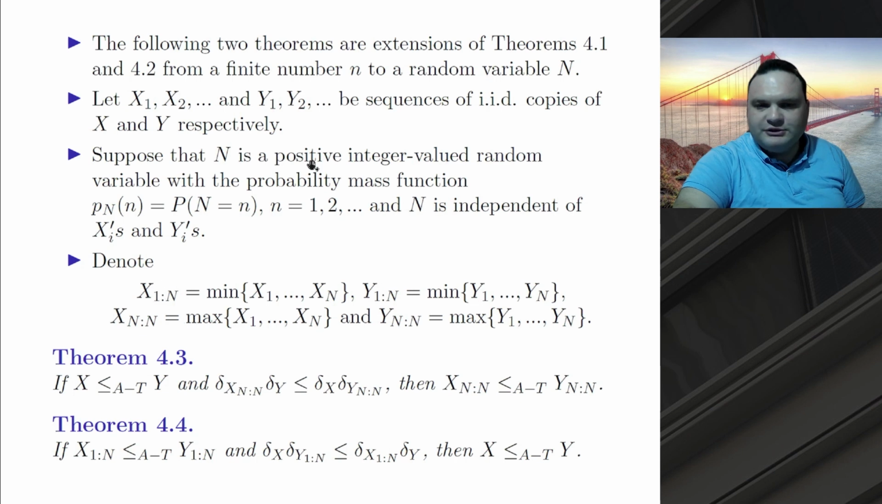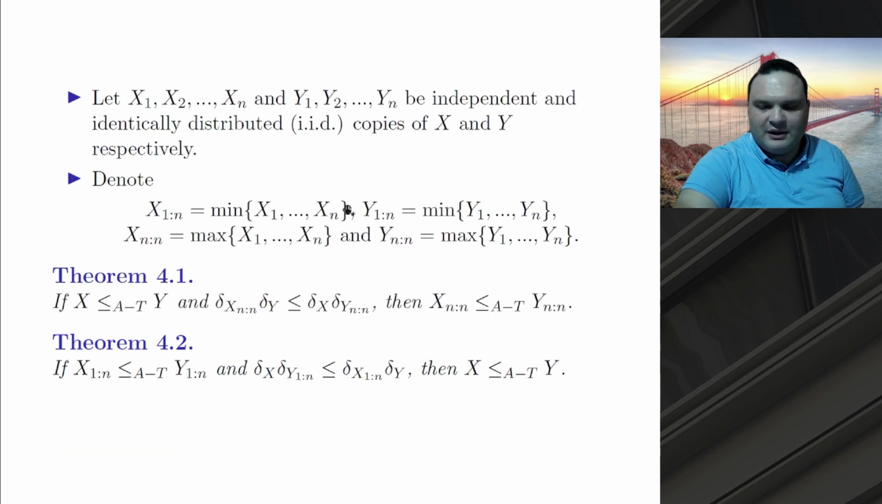x1n, where n is a positive integer valued random variable. To this end, we consider two sequences of independent and identically distributed copies of x and y respectively, and n to be a positive integer valued random variable such that n is independent of the xi's and yi's.